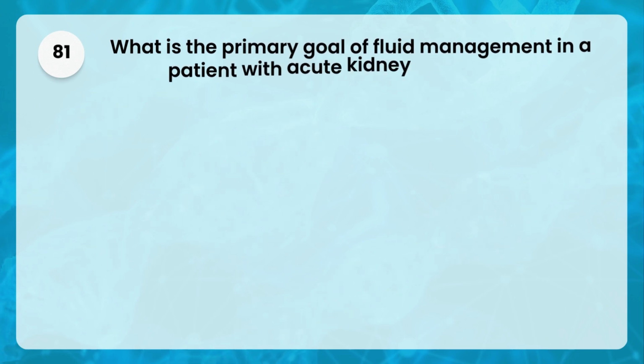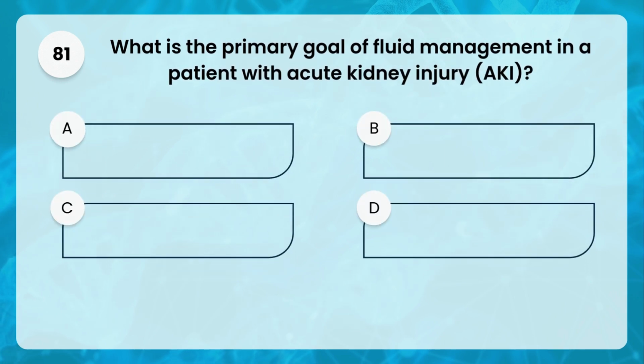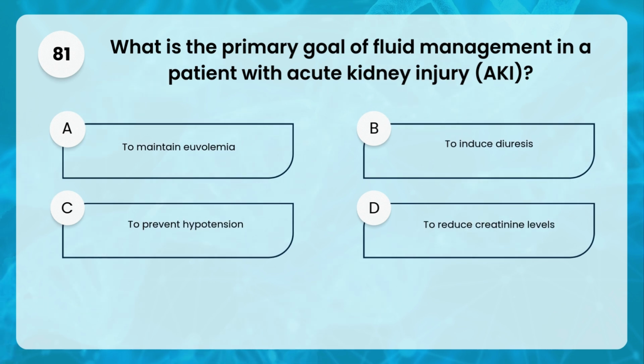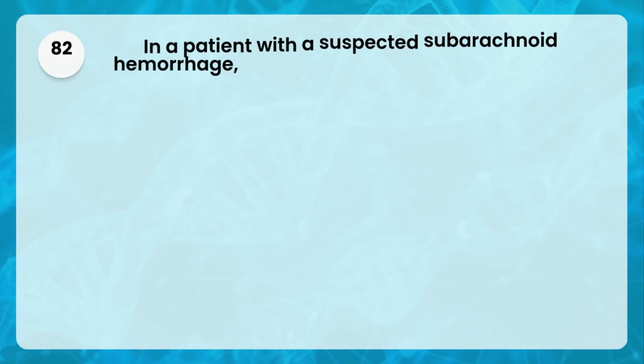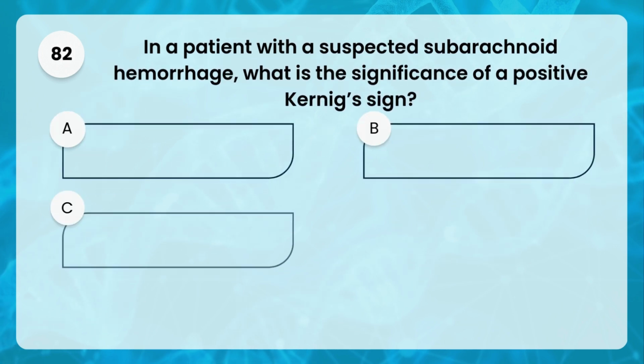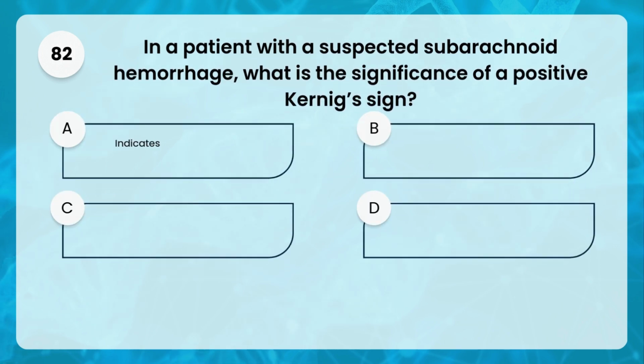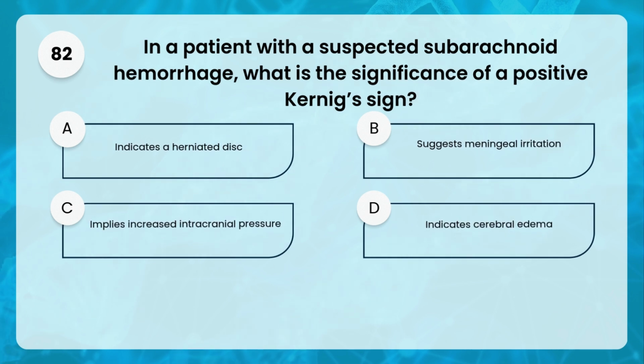81. What is the primary goal of fluid management in a patient with acute kidney injury, AKI? A. To maintain euvolemia. B. To induce diuresis. C. To prevent hypotension. Or D. To reduce creatinine levels. The answer is A. To maintain euvolemia.